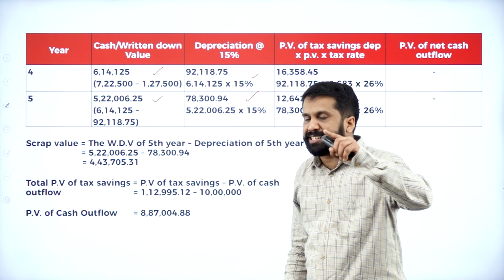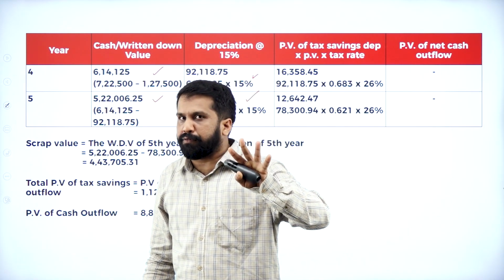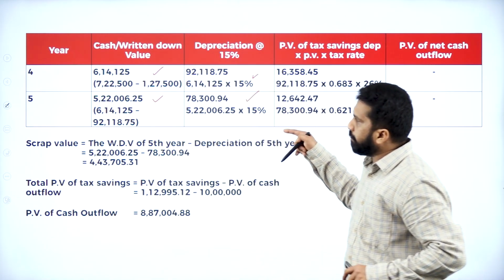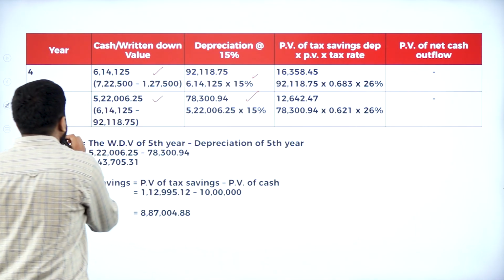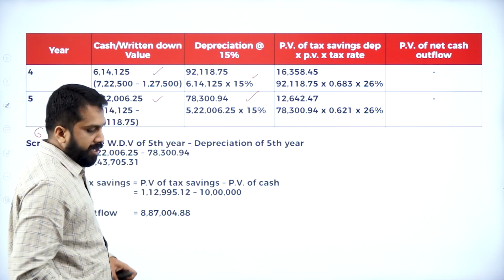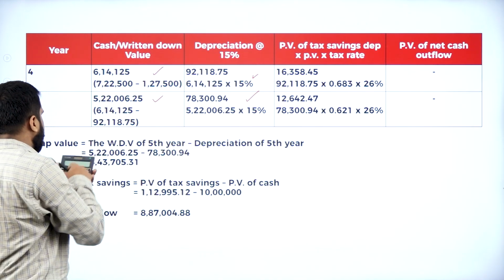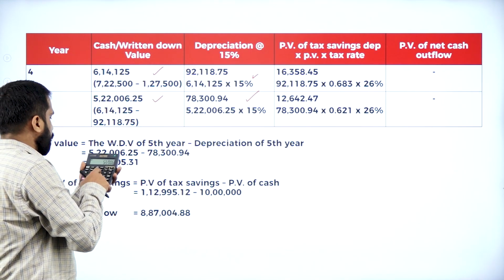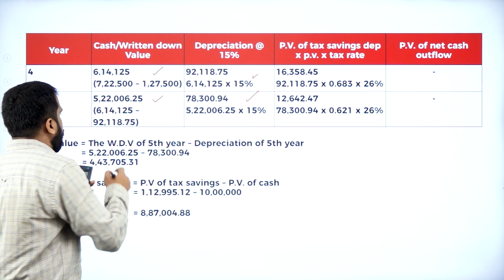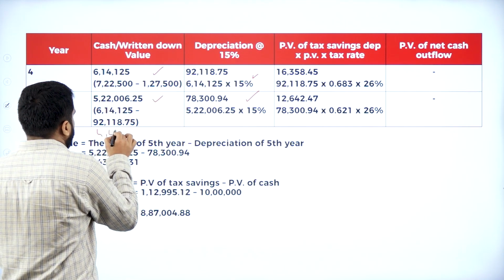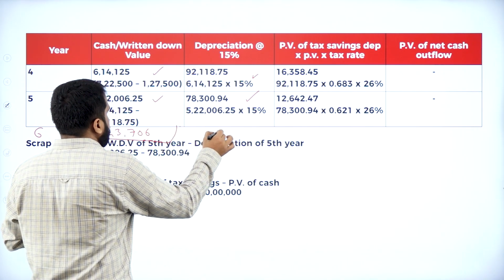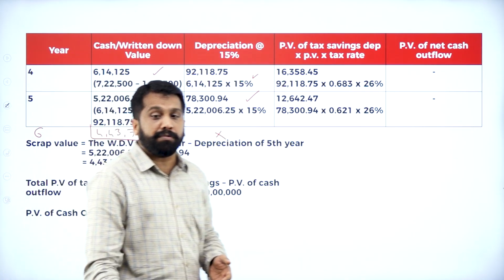You are supposed to do 6th year also. Even though the problem is for 5 years, I suggest you always go for 6 years. In the 6th year, don't calculate everything. Only calculate your scrap depreciation value. Now, 78,300 you got. 6th year is how much? Your 5 lakh 22 minus 78,300. I got 4 lakh 43,706.